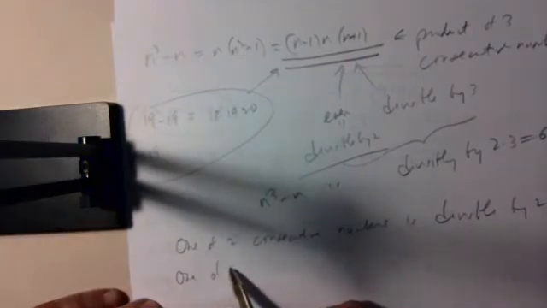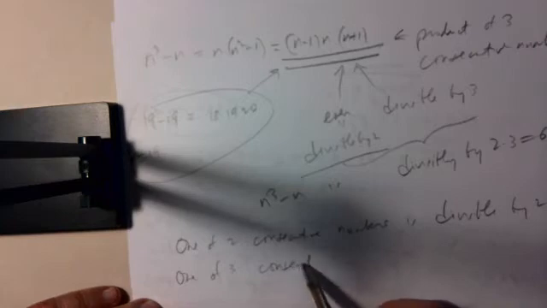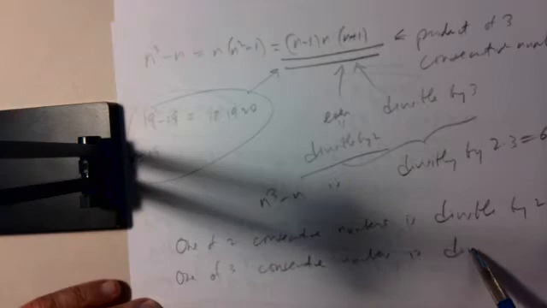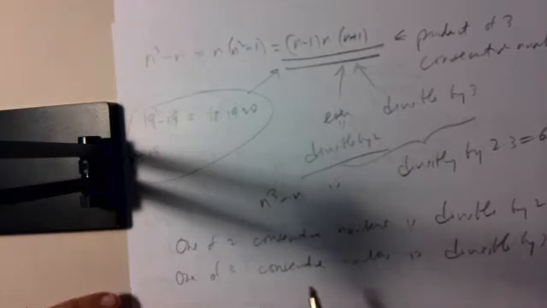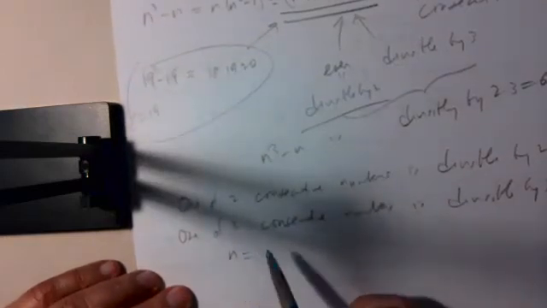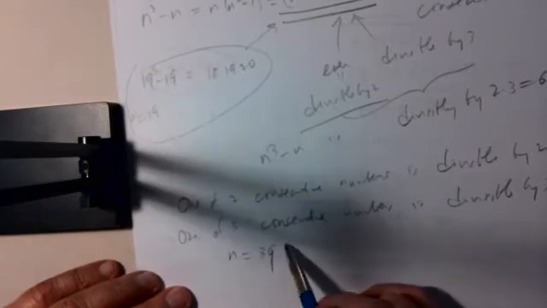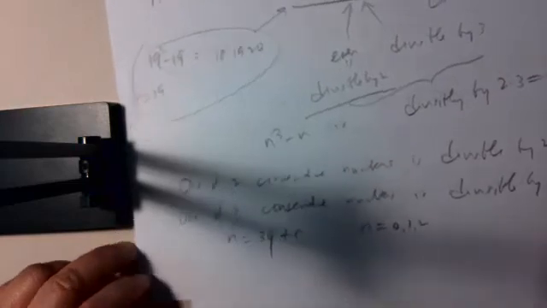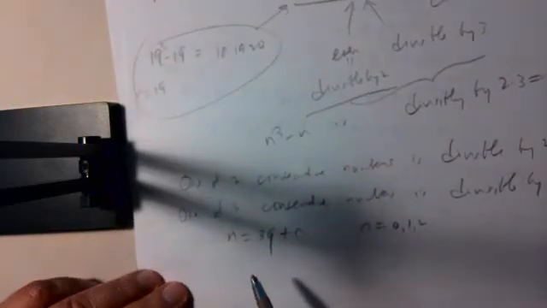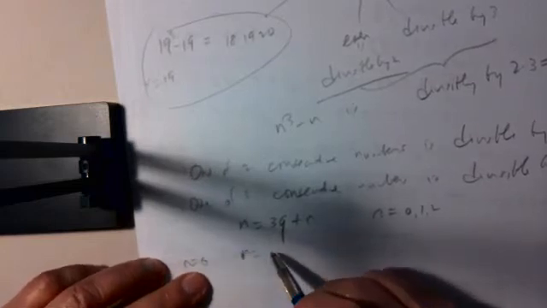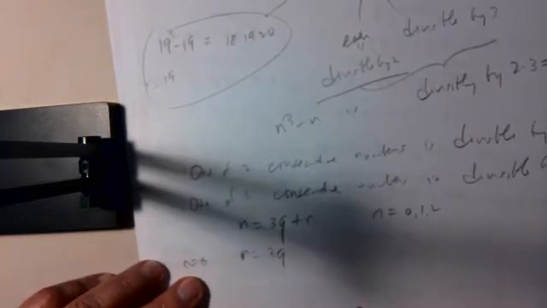And similarly, one of 3 consecutive numbers is divisible by 3. Here's a simple proof of that. Suppose you take n, if you divide it by 3, you get 3 times some quotient q plus a remainder r, and r is 0, 1, or 2. So if r is 0, n is 3q, which is divisible by 3.